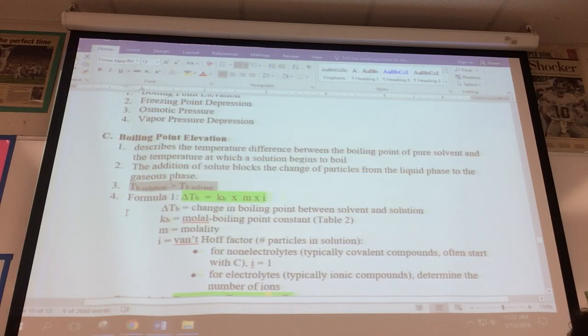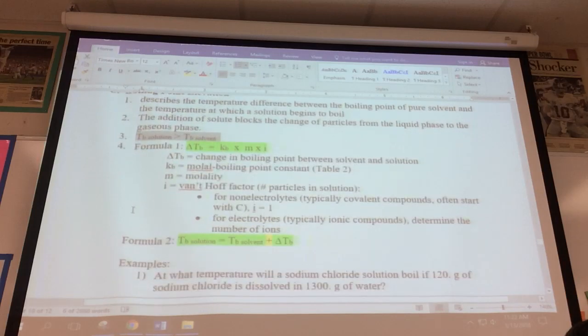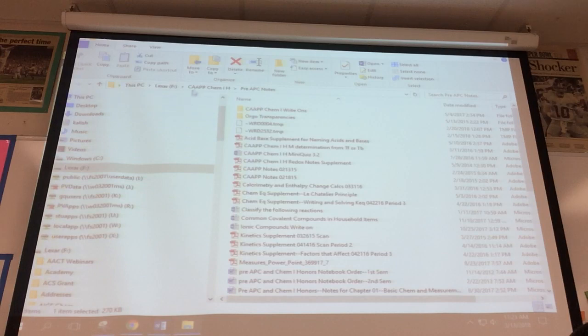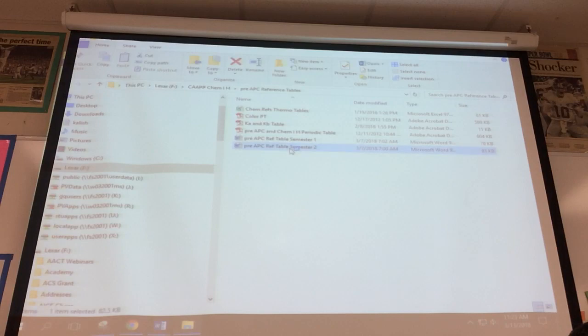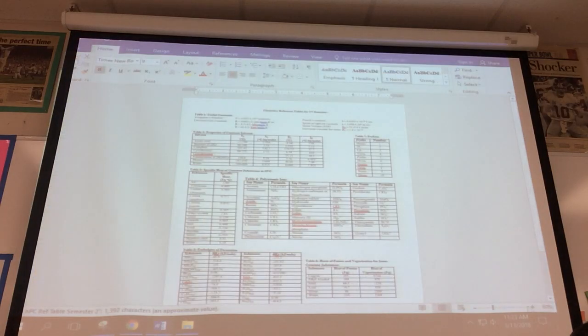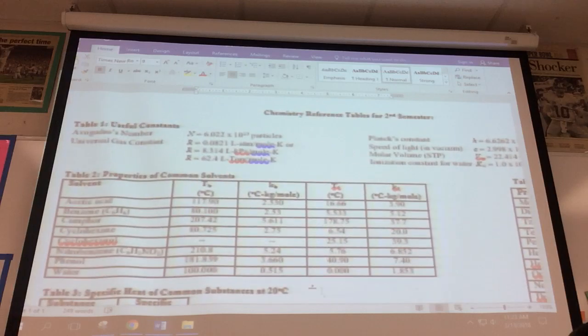If you understand that, the formulas that you use will make sense, especially the second of the two you're going to use. Two formulas you're going to see highlighted in green. The first is that the change in boiling point, that is the difference in the temperature at which the solution boils and the solvent boils, is equal to the molal boiling point constant. The molal boiling point constant is found on table 2 of your second semester periodic table, and you'll see that right here.